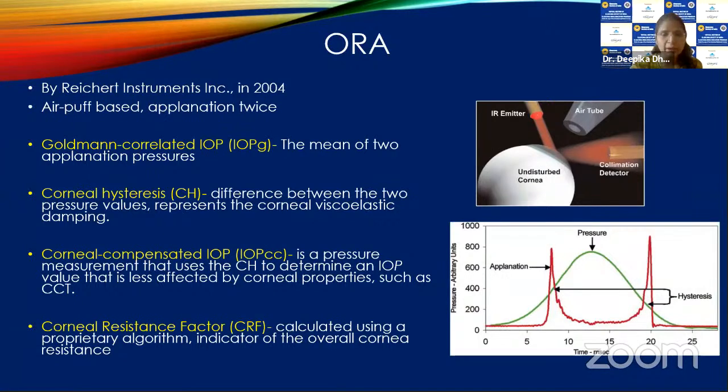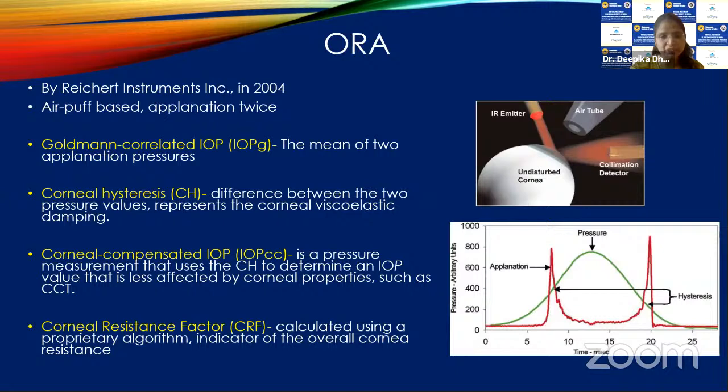So it measures two applanation pressures, and it gives the Goldmann-correlated IOP, which is the mean of the two applanation pressures. It also gives corneal biomechanical properties like corneal hysteresis and corneal resistance factor. Corneal hysteresis is the difference between the two pressures, that is applanation 1 minus applanation 2, which shows the viscoelastic damping properties of the cornea. If the corneal hysteresis is low, IOP is usually measured fallaciously low.